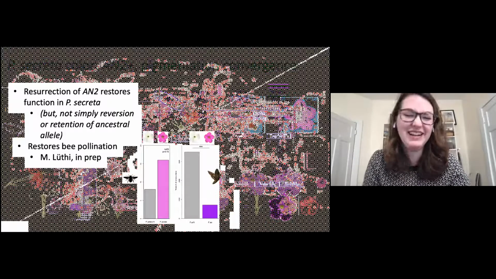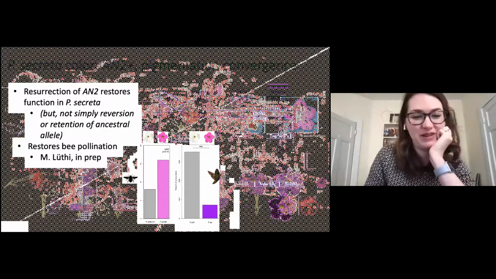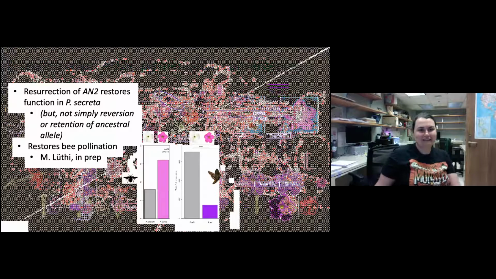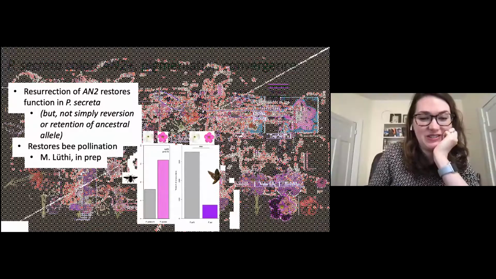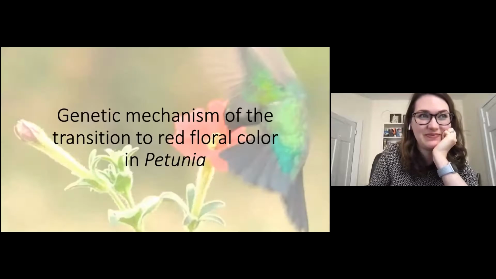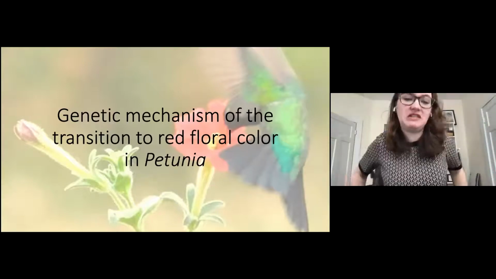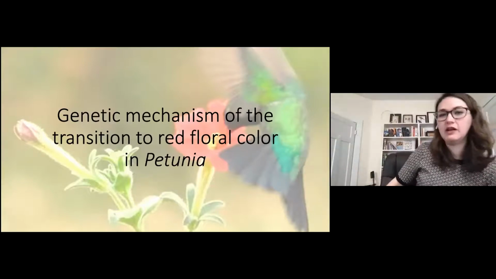Okay. Well, there's a graph, and we did some pollinator assays. Sorry for that. And you can see that AN2 does restore bee pollination, and it decreases hawk moth pollination. Okay, clearly, thank you. All right, so clearly it wants me to stop talking about Petunia secreta, so I will.